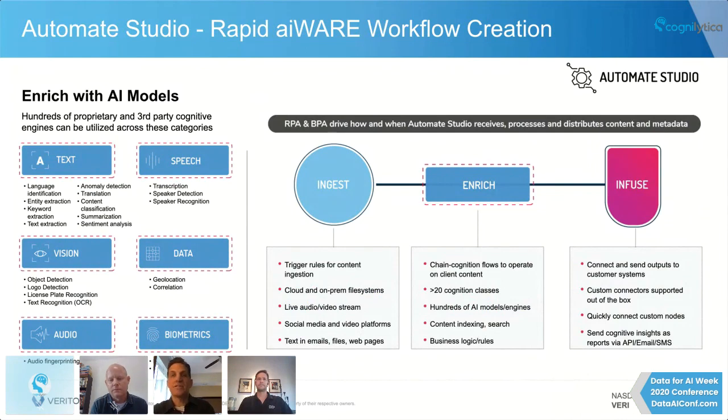So once that text is extracted and summarized, or for example, an object, logo, or face is detected, or maybe speech is transcribed using all of these different engines in the platform. And once all that content is combined with business logic and rules steps in the workflow of Automate Studio, the resulting extracted insight can then be infused with other business systems and processes. So you could either use our connectors or quickly create your own custom connectors and connect to third-party SOAP, REST, and GraphQL APIs. You can also send insights as reports via email or SMS or API.